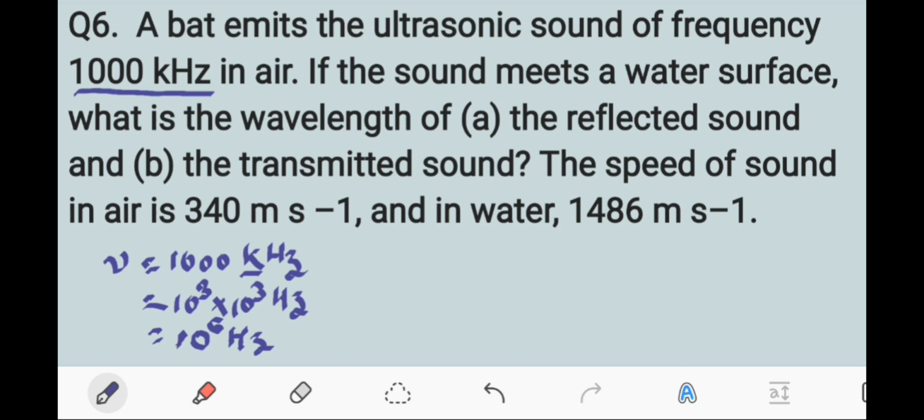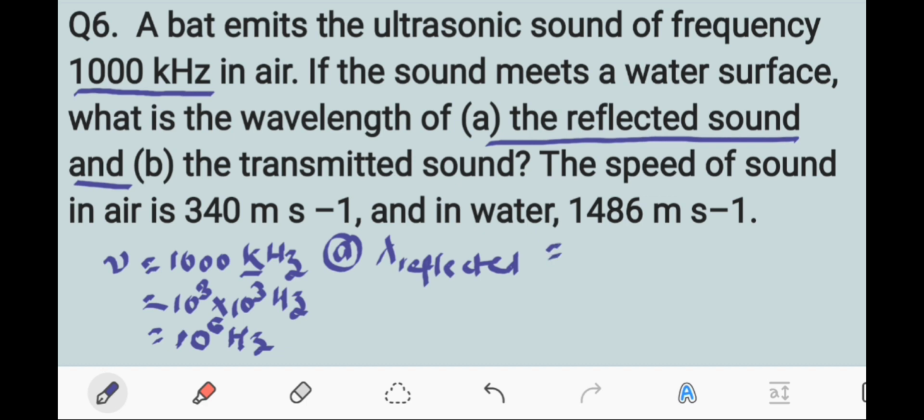Okay, now if the sound meets a water surface, what is the wavelength of the reflected sound? Students, the first part of the question is asking the wavelength of the reflected sound. We know the formula of wavelength is equal to velocity of the wave divided by the frequency of the wave. Since it is the reflected sound, it means the wave is coming back into the same medium through which it was traveling initially.